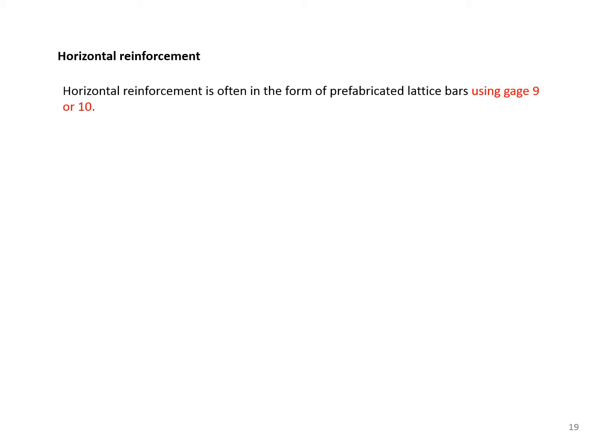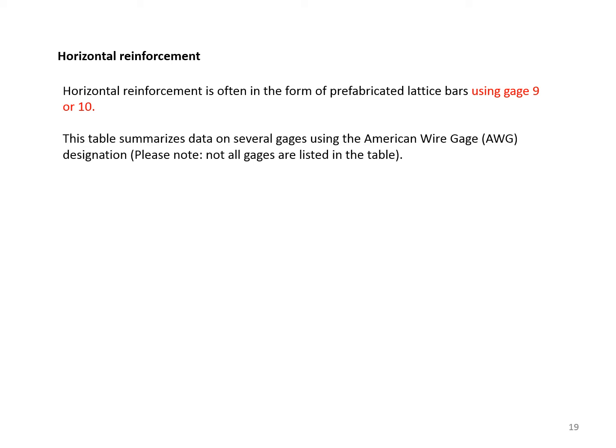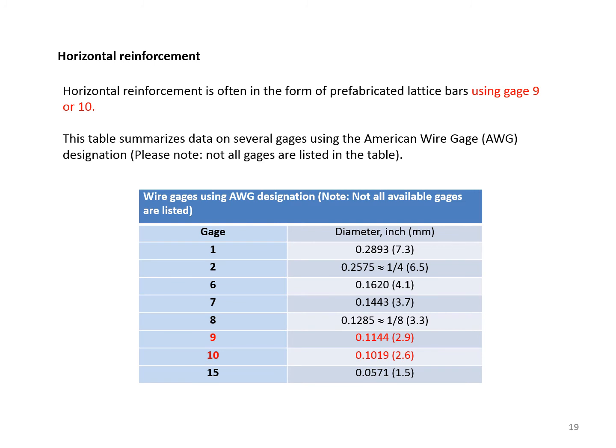Horizontal reinforcement. Horizontal reinforcement is often in the form of prefabricated lattice bars using gauge 9 or 10. This table summarizes data on several gauges using the American Wire Gauge, AWG, designation. Please note that this table doesn't show all the gauges. We have especially highlighted gauge 9 and gauge 10. You notice that, for example, gauge 9 has a diameter of 0.1144 inches, while gauge 10 has a diameter of about 0.1019 inches.